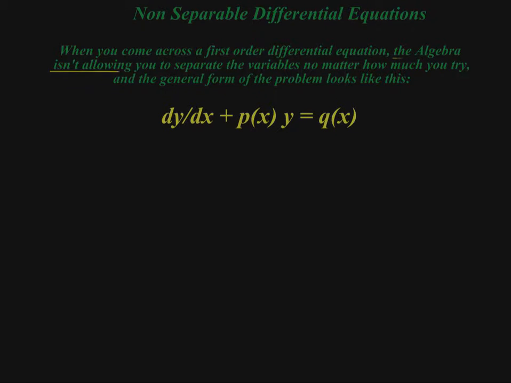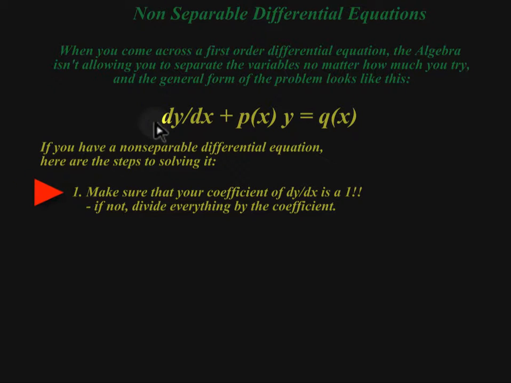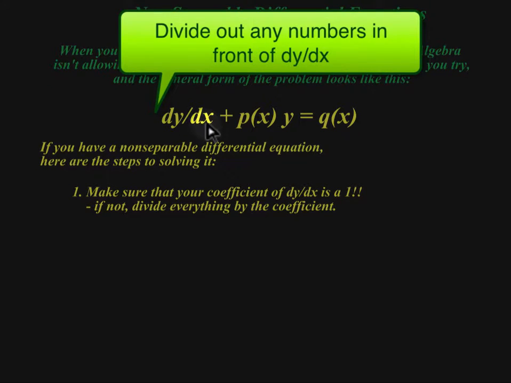Typically it's going to have a general form that looks like this, where it's some dy/dx plus some function attached to the y equals some other function in terms of x. And if that is indeed the scenario, you need to stop trying your algebra and follow these steps. The first step is making sure that the coefficient right here is a 1. If there's anything but a 1 here, you need to divide it out into these two terms.